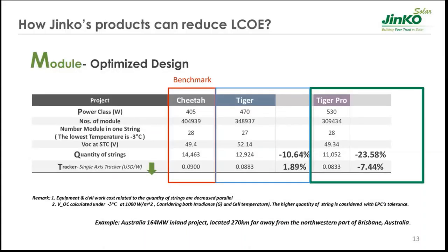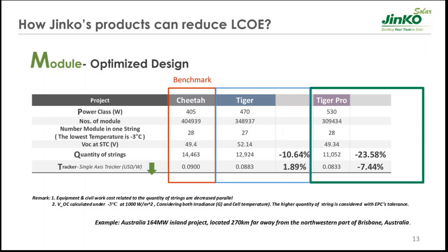And well, let's run some simulations then. Let's try to understand what is the real difference between Cheetah technology, Tiger and Tiger Pro. I mean, we can start, of course, comparing the Cheetah, Tiger and Tiger Pro. Let's focus right now for utility scale projects on Tiger Pro, the green block, which is very important to understand the huge impact we can have in a big plant.